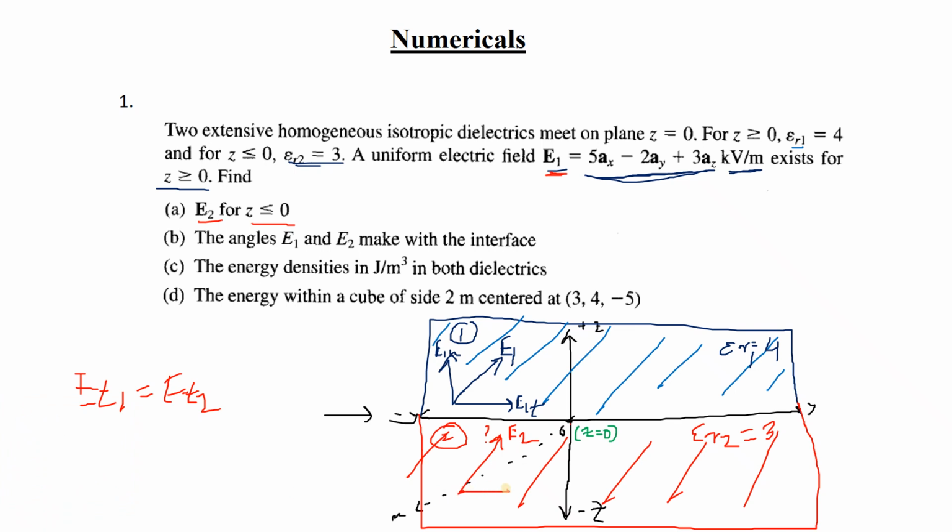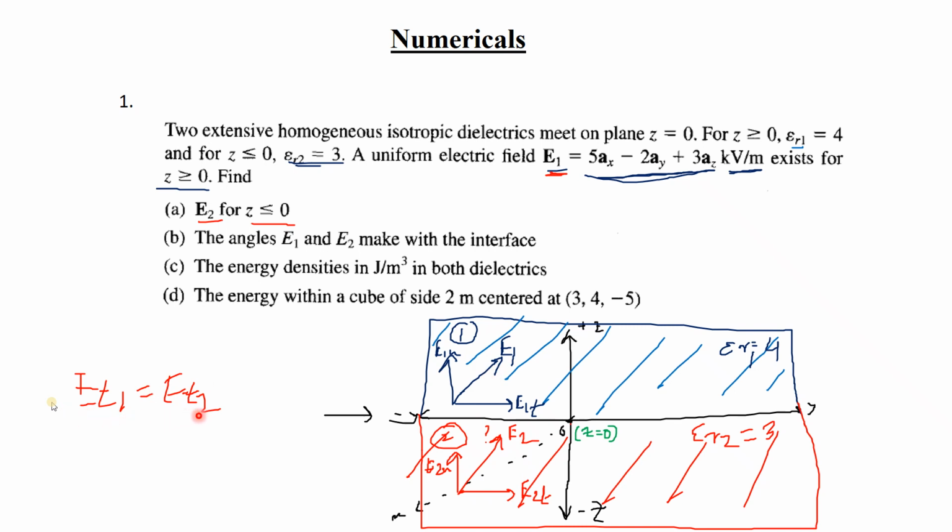Similarly, for the second medium also, there is a tangential component and a normal component. We only know E1; E1t is not known, E1n is not known. So using the boundary condition, how will we calculate E2? Because E1 is known, E2 you have to find out.